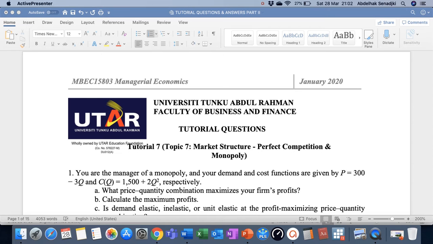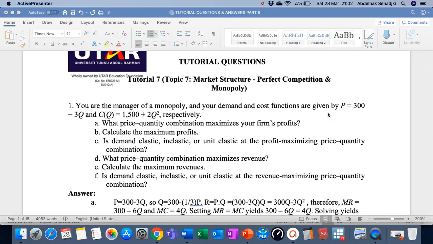The first question is, you are the manager of a monopoly and your demand and cost functions are given by P equal to 300 minus 3Q and C(Q) equal to 1500 plus 2Q square respectively. So what price quantity combination maximizes your firm's profit? And second, calculate the maximum profit. Then, is the demand elastic, inelastic, or unit elastic at the profit maximizing price quantity combination?